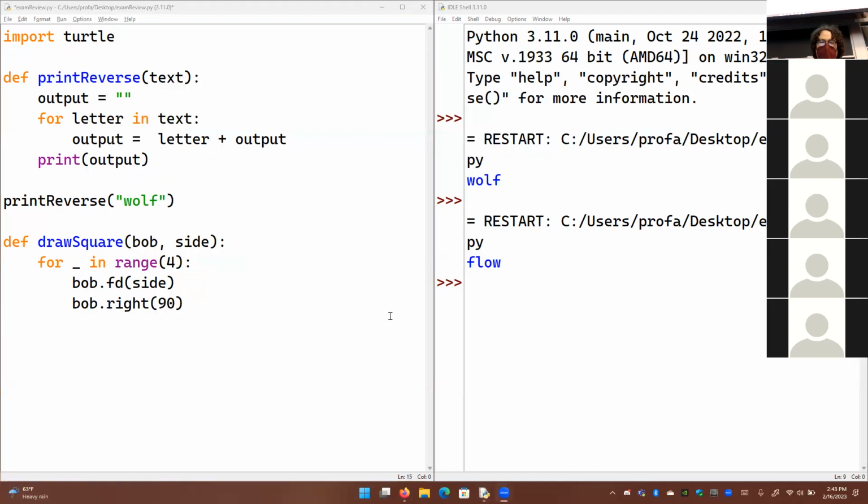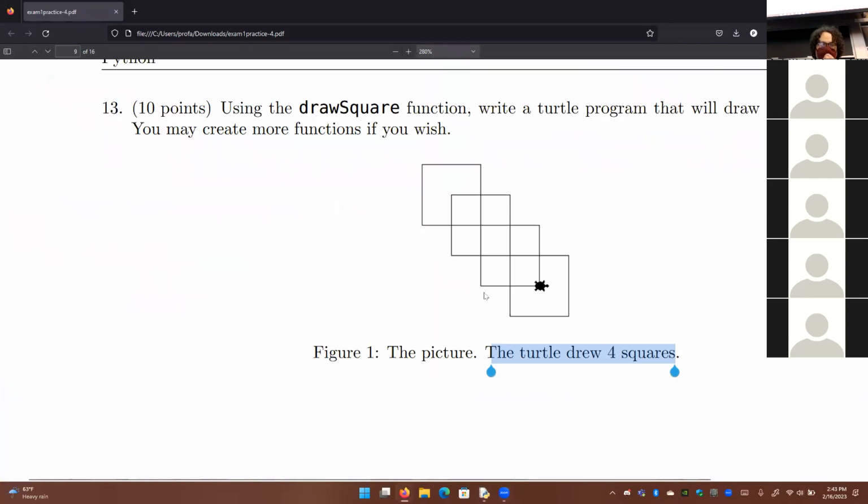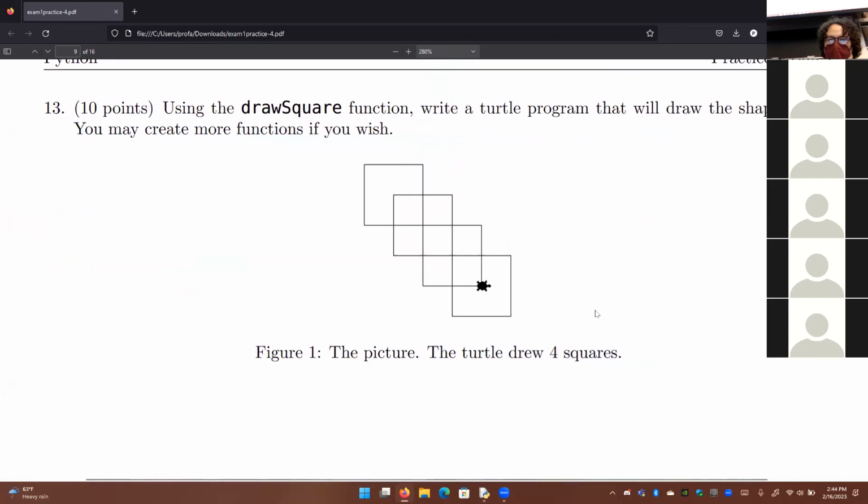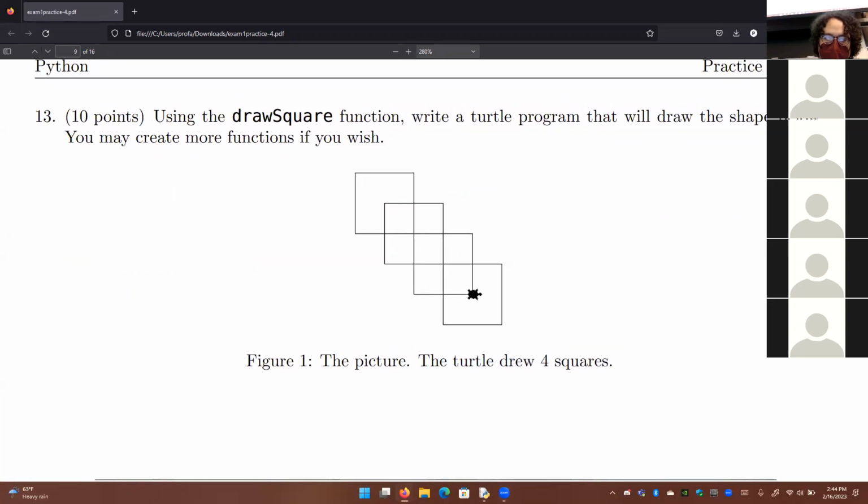Okay, so what do we have to do for this picture? Let's see. The turtle drew 4 squares. This is mildly tricky by the fact that Bob is kind of over here. This question would probably have been easier if I put him over here. No, it's exactly where he needs to be, because the way we've been doing circles and squares in class is that we draw a square and then Bob ends up where he started.